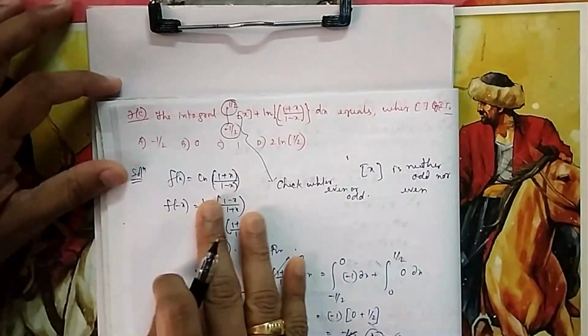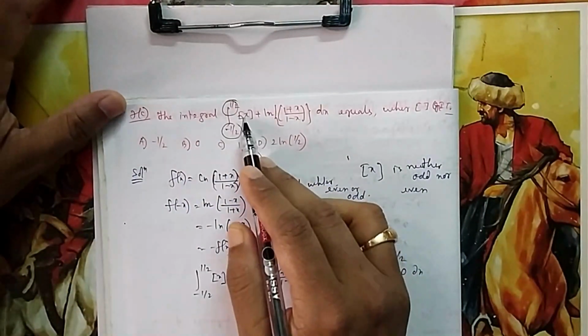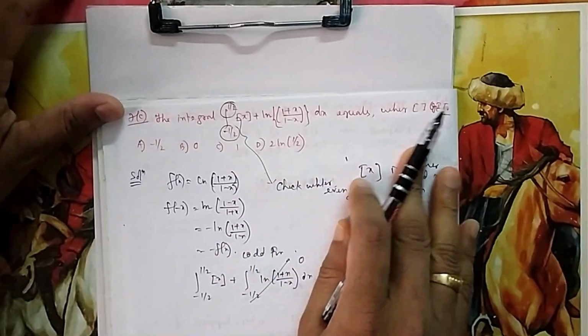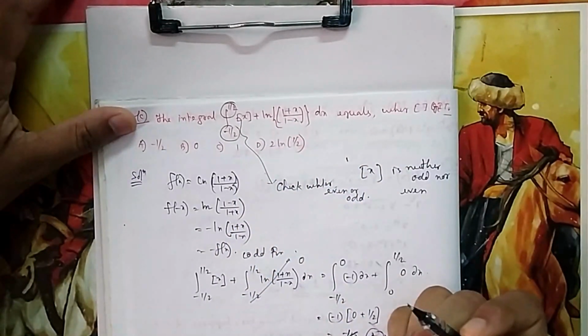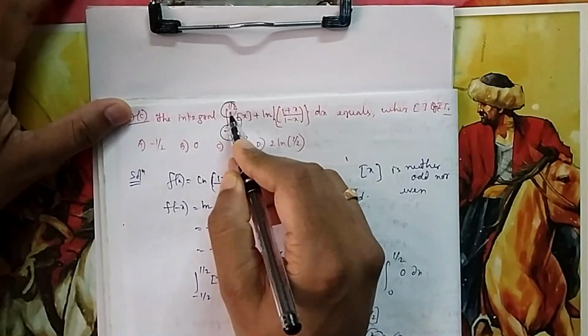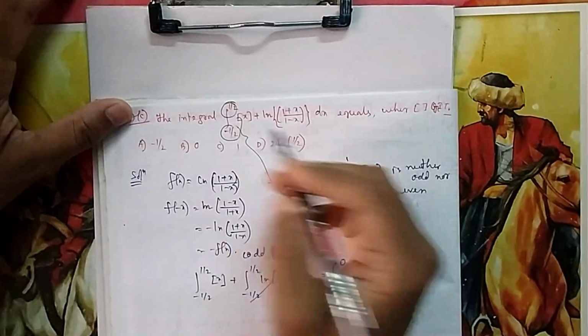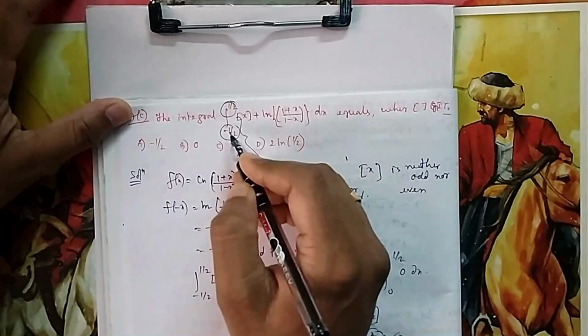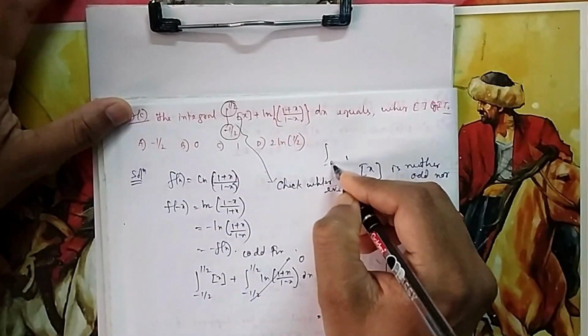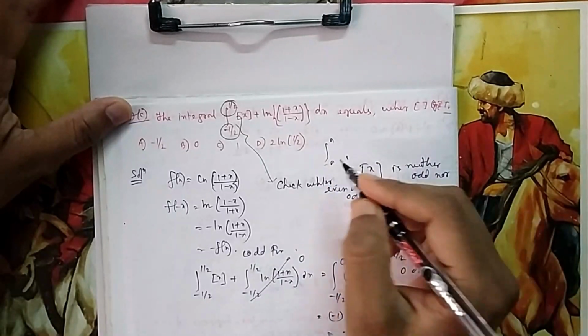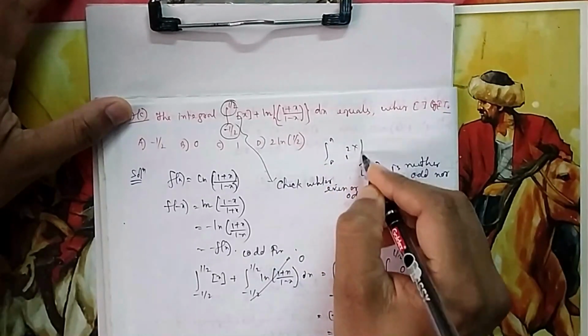Now if you come to 7c, the integral from minus a to a of [x] ln this, equals to, where [x] is the greatest integer function. Now this is minus a to a. So the box [x] is neither even nor odd. You don't say it is even or odd. You check this one whether it is even or odd, because if it is even or odd, you have already seen, if it is odd, then it is already 0. If it is even, you can write it 2 into 0 to a.